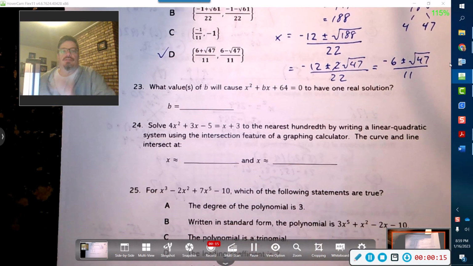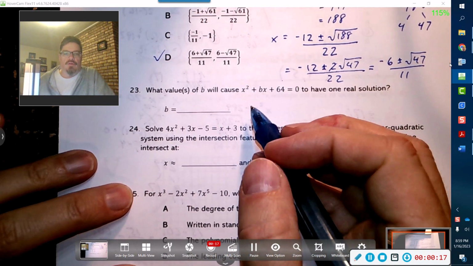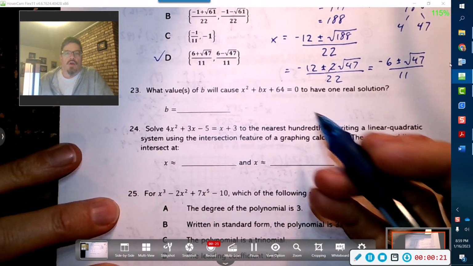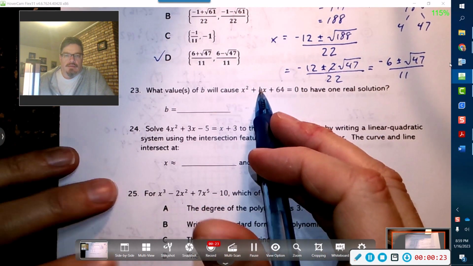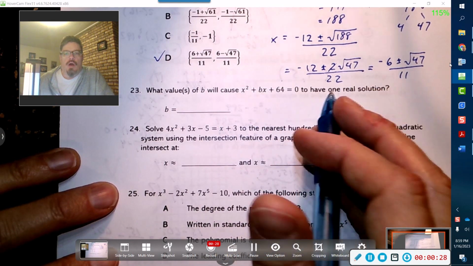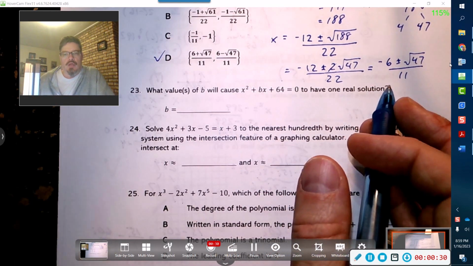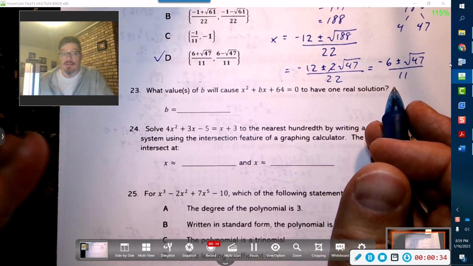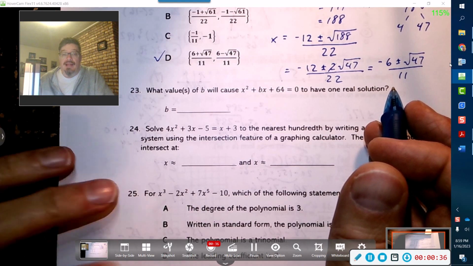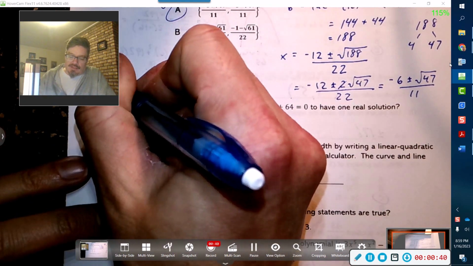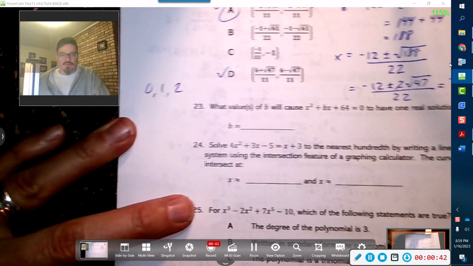Let's see. So this is a great problem because I've seen this on the SAT more and more. They don't give you the B, but they want to know when it is going to have one real solution. So this requires you to remember what a discriminant does. A discriminant allows you to determine whether you have one solution, 0 solutions, or 2 solutions. You've only got those 3 options.